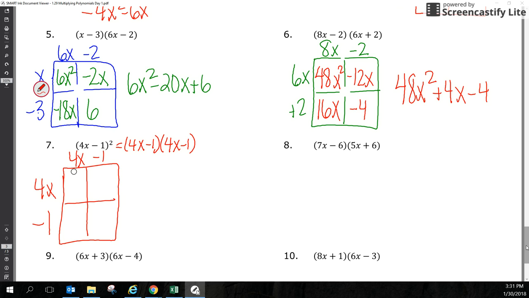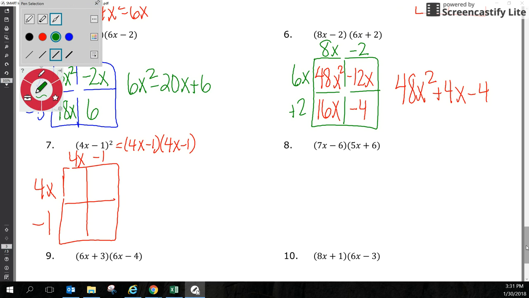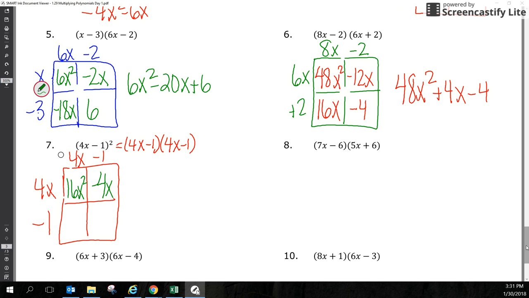So I got 4x times 4x. 4 times 4 is 16. Change the color so it's a little bit clearer. So 4 times 4 is 16. X times x is x squared. And then I got 4x times negative 1. That'd be negative 4x. Negative 1 times 4x, again, is negative 4x. For my last term, negative 1 times negative 1 is positive 1. Combining my like terms, I've got 16x squared. Adding across my diagonal here, negative 4, that'd be negative 8x, and then plus 1.